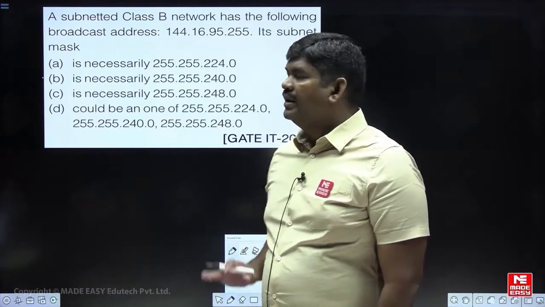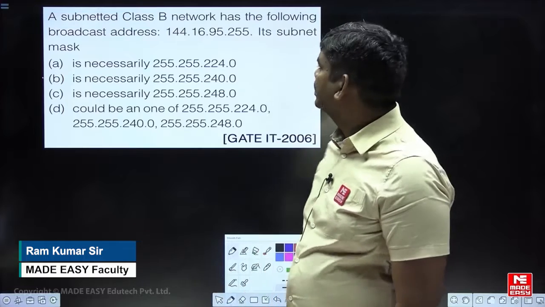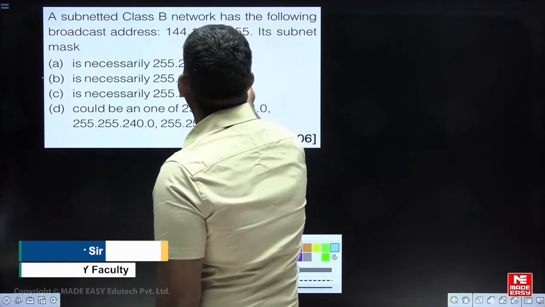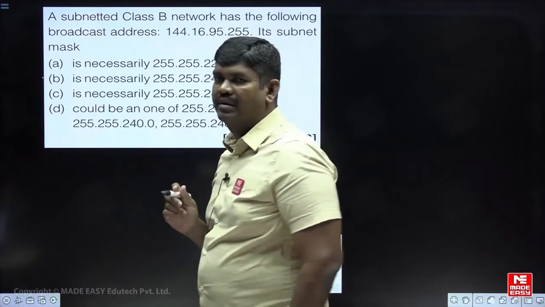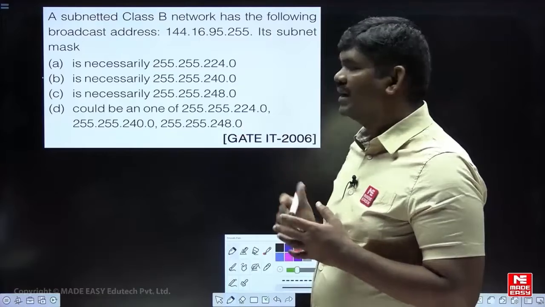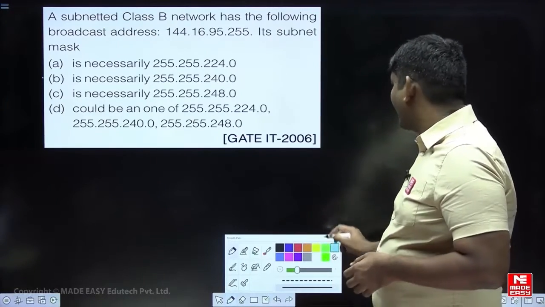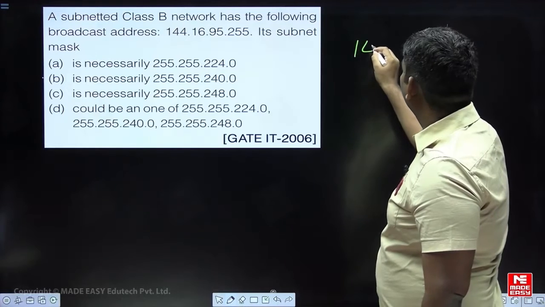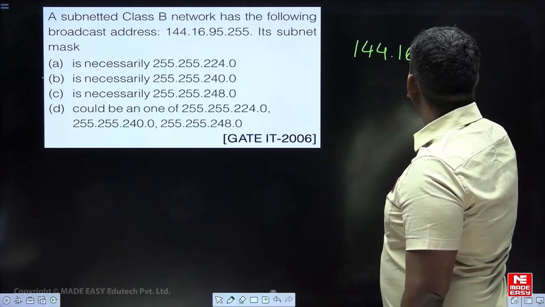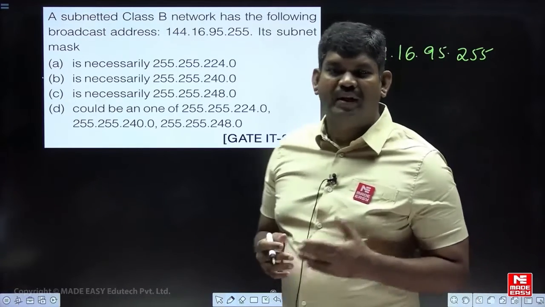Now you see, this particular problem is a PYQ, a previous year question. It is mentioned that the subnetted class B network has the following broadcast address. So in this problem, it is mentioned that it is a broadcast address, and it is class B. Whatever value is written is 144.16.95.255.